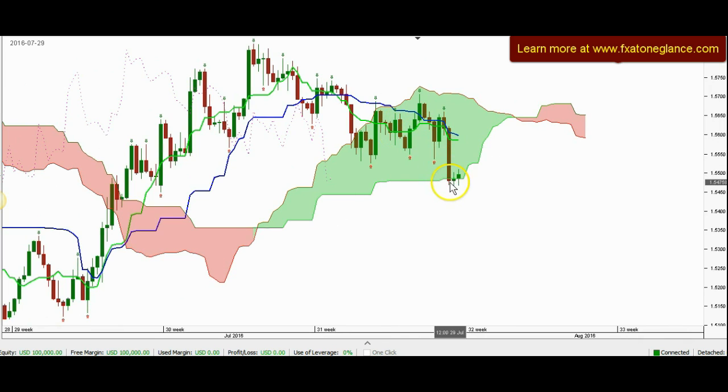Price attempted to break out here. Now this was a slight breakout, but you're getting a little pullback, but we could still call this a breakout because price is inside the cloud right now, closed inside the cloud for the past trading session as the market closed on Friday. So we're looking at the market opening on Saturday.